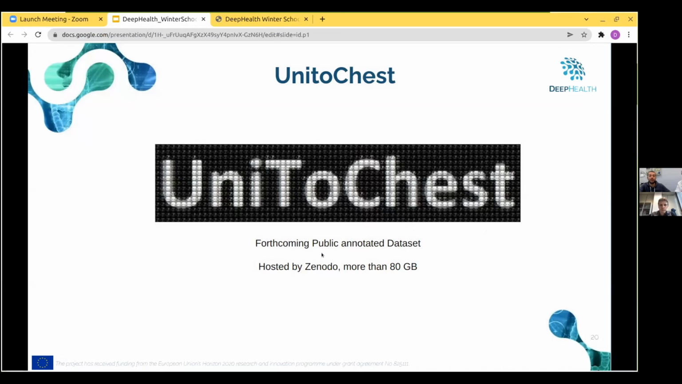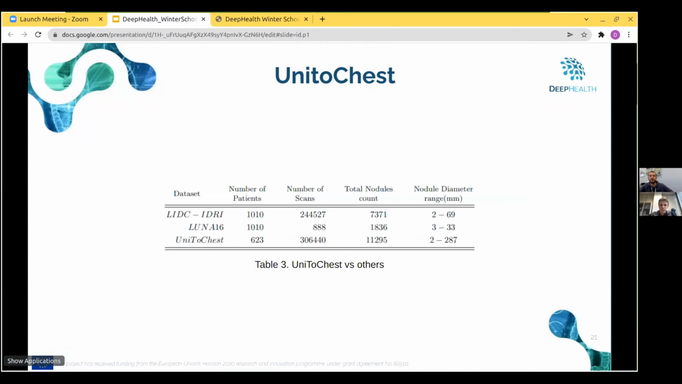So thank you, Riccardo. I'm Daniele Perlo from Città della Salute. I want to briefly introduce the dataset that we have collected thanks to DeepHealth for this use case. We call it UnitoChest, and it will soon be released and public. Behind this vintage logo made of CT scans, there is our collection of CT scans and pulmonary nodule segmentation maps.